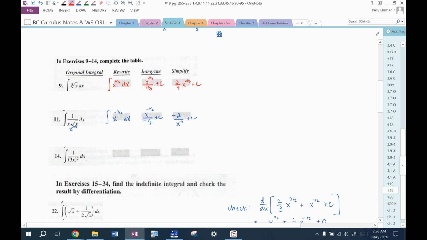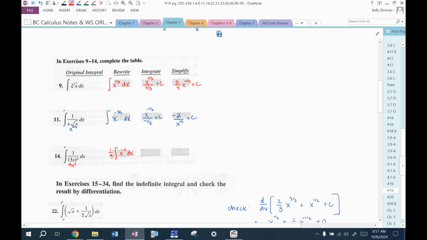For this one, this is 9x squared, right? 1 over 9x squared. You can pull the 1/9 out in front of the integral. You don't have to do that, but then it's a little bit nicer to look at, I think. It's not as confusing. This is 1/9 times x to the negative 2. So I'm just going to pull the 1/9 out in front.